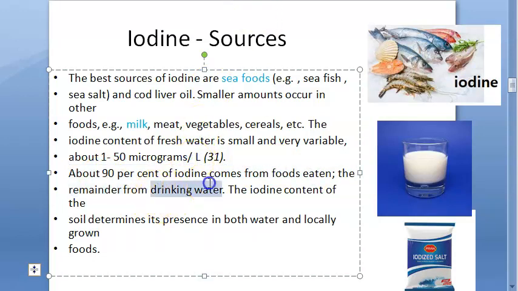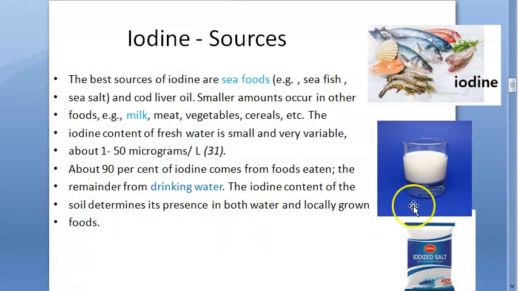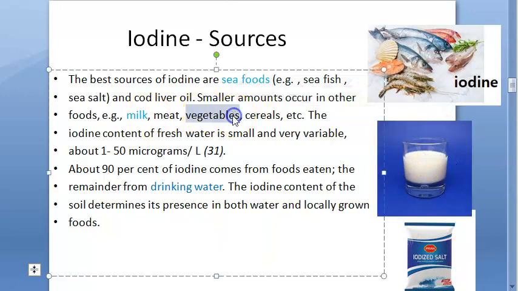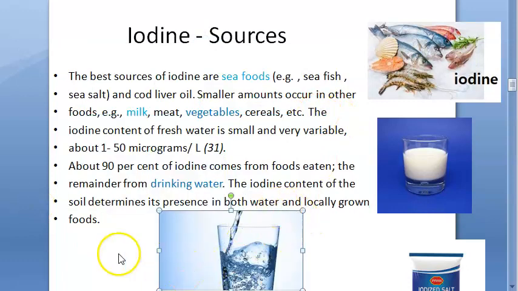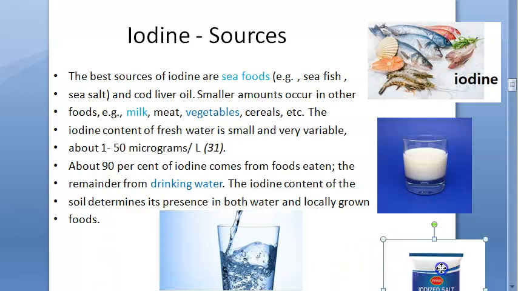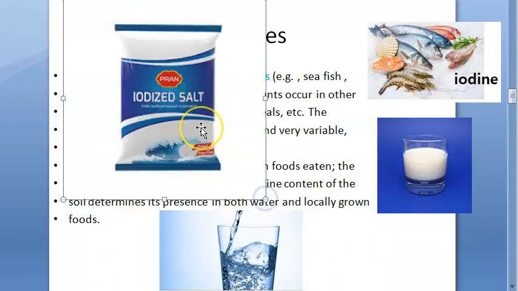From drinking water, you can get iodine. The iodine content of salt determines its presence in water. Obviously, if it is there in salt, it would have entered the water. These are the natural sources: seafood, milk, vegetables, etc., and drinking water. Don't forget the water. Based on the amount of iodine in soil, water will have iodine. Because of government rules, salt that is sold has to be iodized. Iodized salt only you have to eat in India.